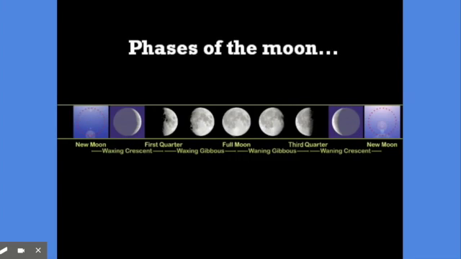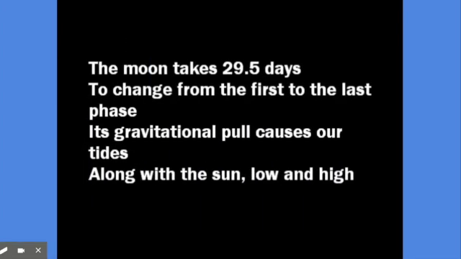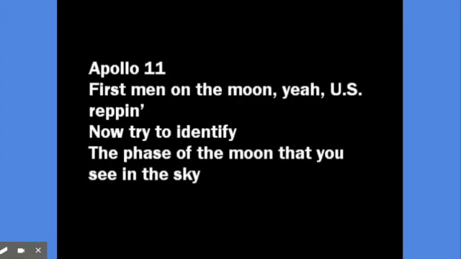Phases of the moon. The moon takes 29.5 days to change from the first to the last phase. Its gravitational pull causes our tides, along with the sun, low and high. Apollo 11, first man on the moon, yeah, US reppin'. Now try to identify the phase of the moon that you see in the sky.